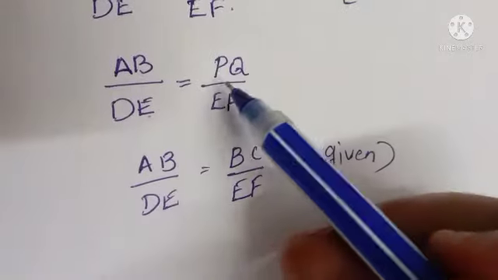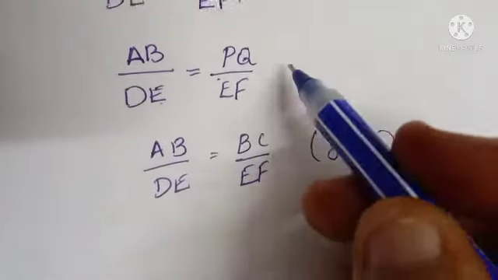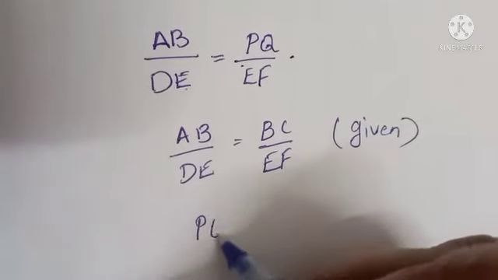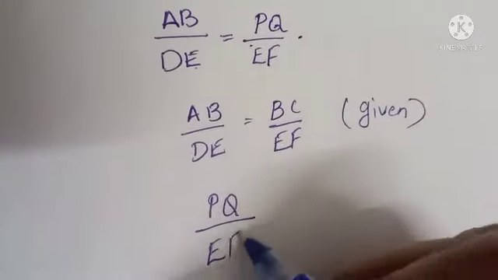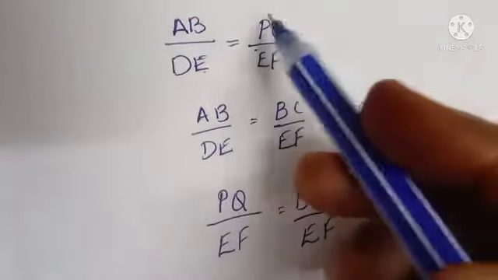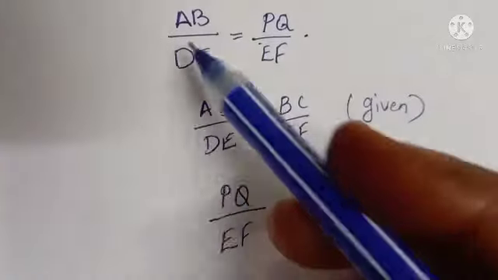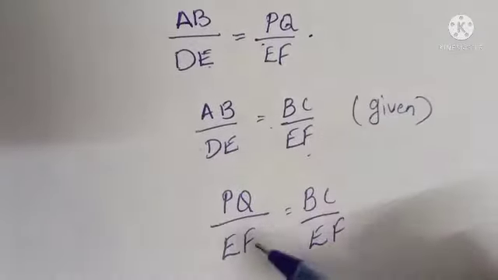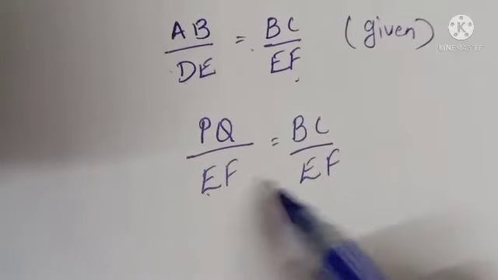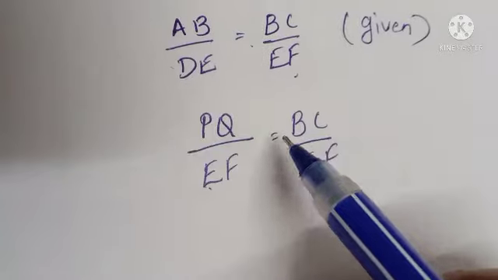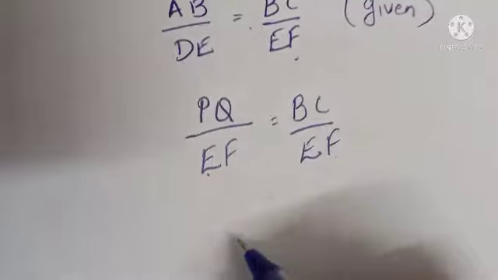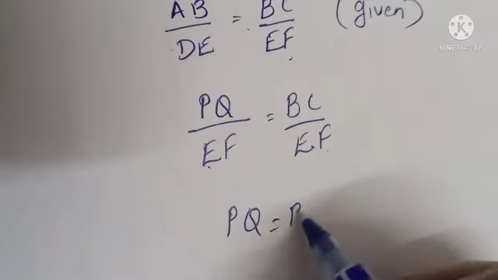Now we got AB by DE equal to PQ by EF. From these two equations, what do we get? The left-hand sides are the same, so the right-hand sides should be equal. So PQ by EF equals BC by EF. The denominators are the same, so the numerators must also be the same. So PQ equals BC.